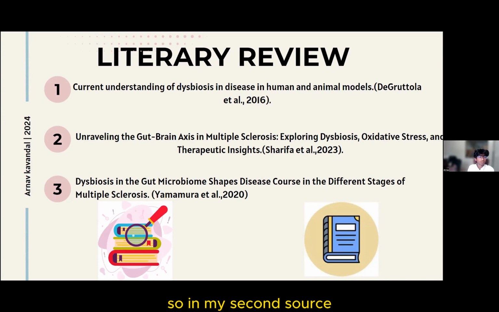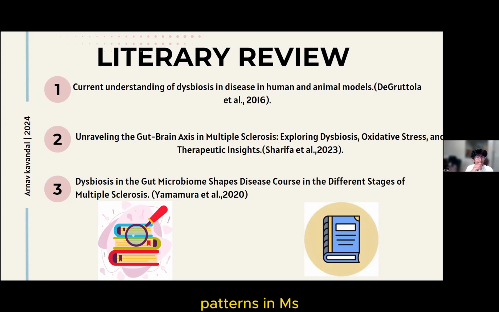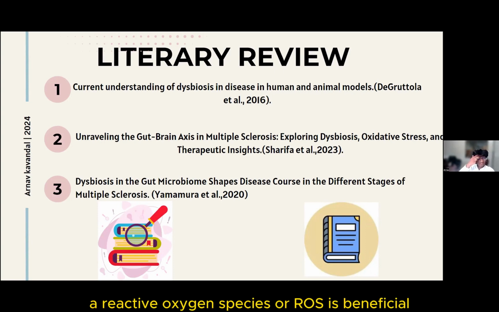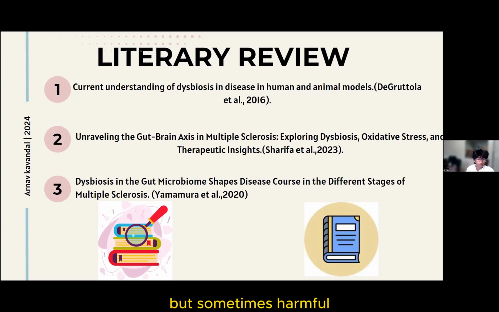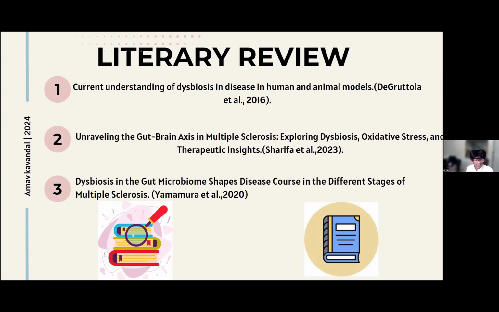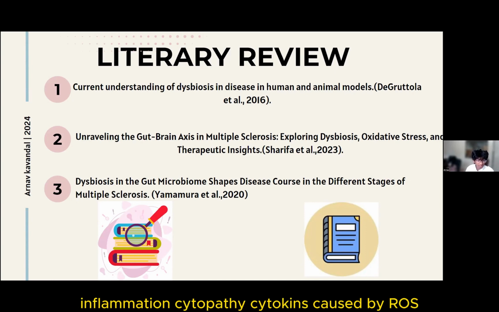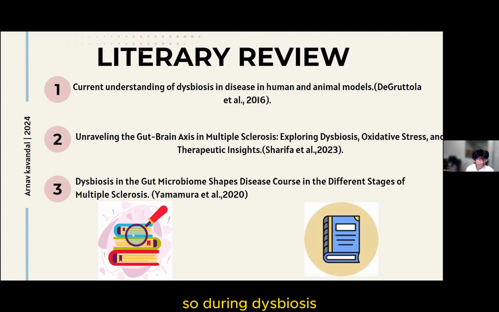So in my second source, I got a deeper understanding of specific dysbiosis patterns in MS. A characteristic of MS is inflammation. So when our gut experiences dysbiosis, problems occur such as inflammation, the neurological disease getting worse, and increased oxidative stress on cells. A reactive oxygen species, or ROS, is beneficial, but sometimes harmful. When there's excess ROS caused by pathogenic bacteria, it can worsen inflammation in MS patients. In fact, inflammatory cell death can be the result of the overproduction of inflammatory cytokines caused by ROS. So during dysbiosis, these pathogenic bacteria exacerbate the effects of MS.